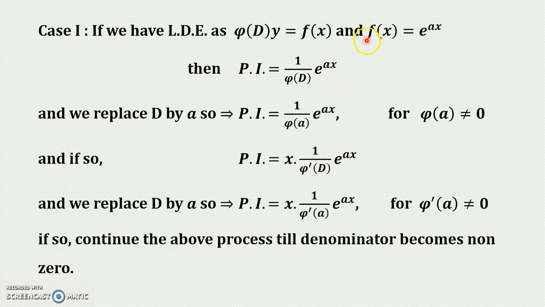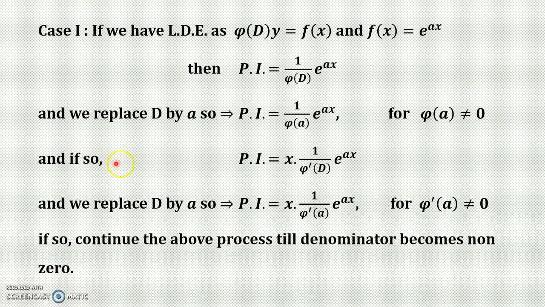phi of D into y is equal to f of x, where the function is exponential e raised to power ax. Then the particular integral is equal to 1 upon phi of D into e raised to power ax. In this case, we have to replace this D by a. Therefore, the particular integral becomes 1 upon phi of a into e raised to power ax. It exists if and only if phi of a is not equal to 0.